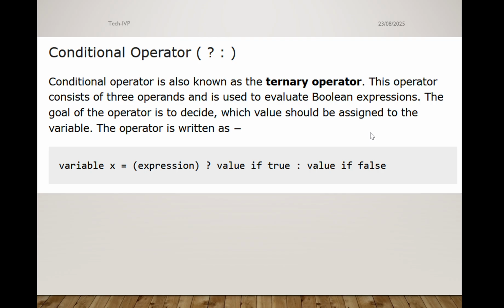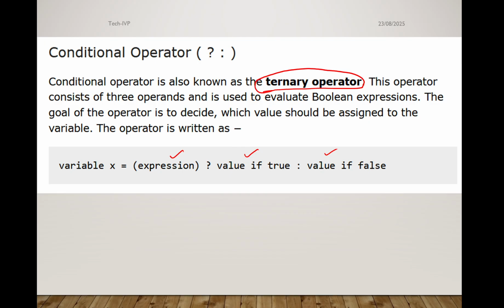The next one is the conditional operator. The conditional operator is also known as the ternary operator. This operator consists of three operands. Three operands means three parts: first operand, second operand, and third operand. It evaluates a Boolean expression. The goal of the operator is to decide which value should be assigned to the variable.